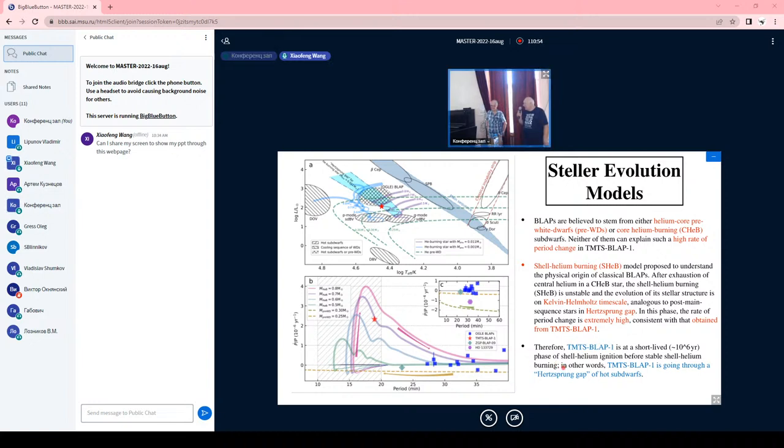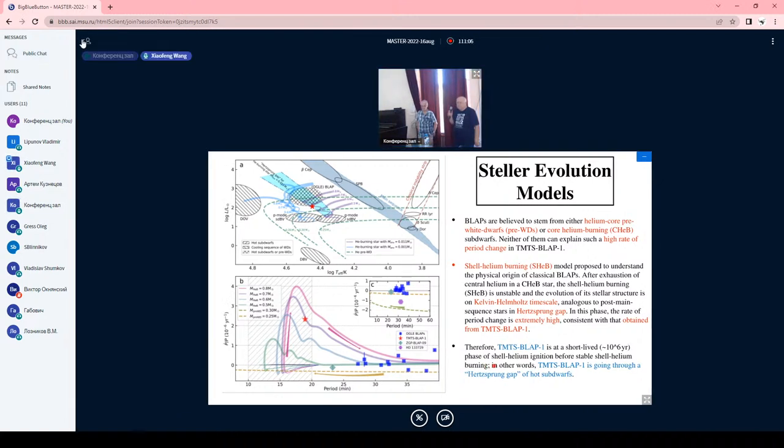Actually, for this object, we do some astro-seismological analysis. Yes, during the phase of Shaheen evolution, the pulsation can be triggered, but only for some specific models, but not all models.